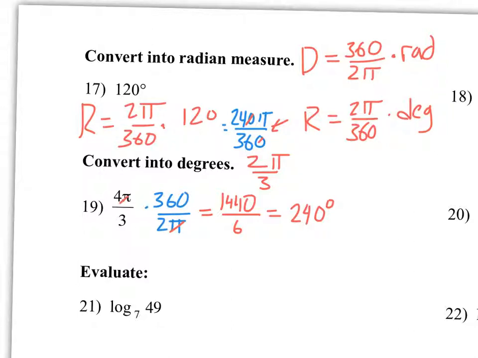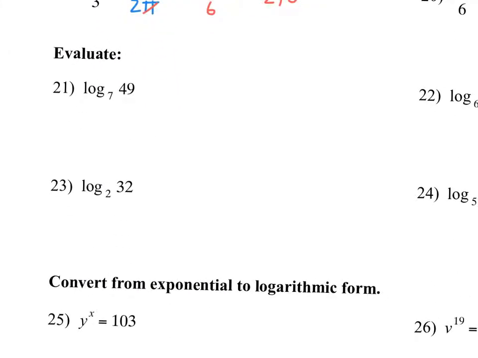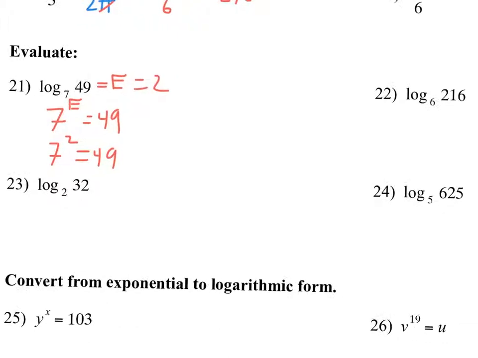If I take a look at the next thing, now we're on to logs. If we're evaluating, that's when we write this as equal to an exponent. We've got 7 to some exponent is equal to 49. That exponent is going to be 2. Since 7 squared is 49, e is going to be 2. That's our evaluate step.